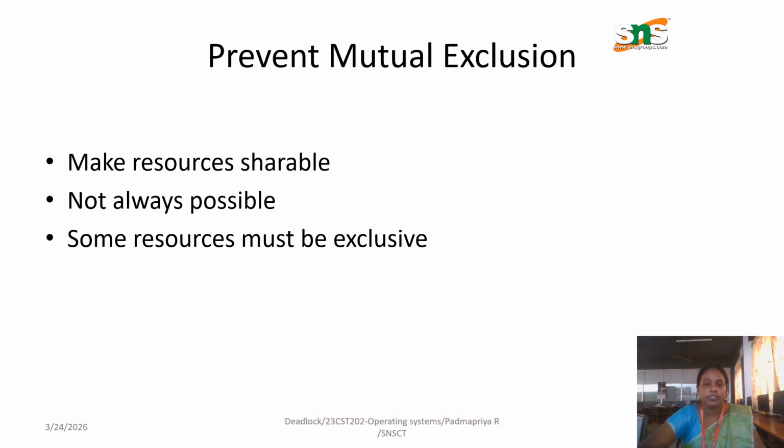And to prevent mutual exclusion: a resource can be held by only one process, and another process should not request the same resource which is held by another process. It is not always possible, but some resources must be exclusive. So this is mutual exclusion.